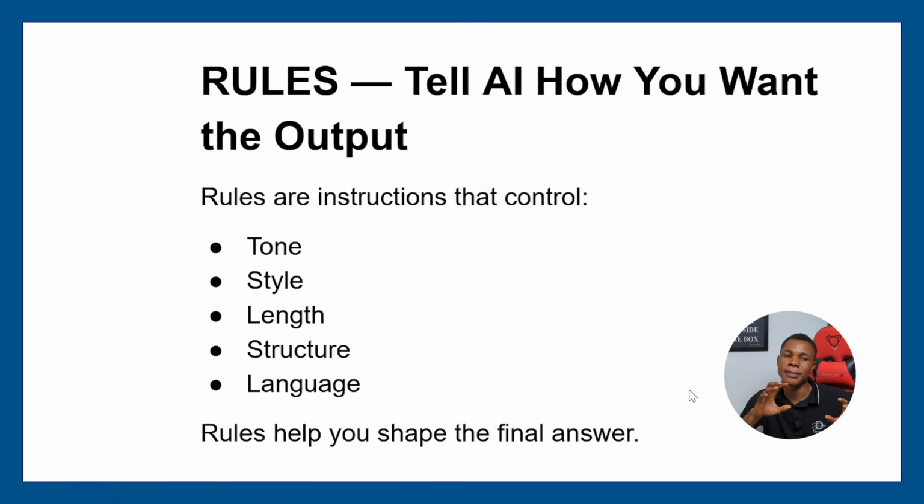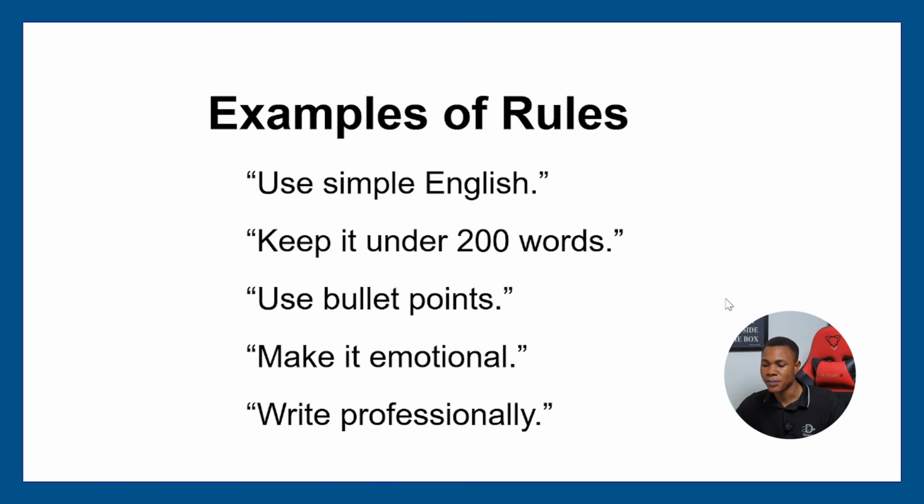Remember when I generated that happy birthday message to my mother, there's a second prompt I did where I said make it more motivational, so more emotional. That emotional you're putting is what we call the rule. So the rules are instructions that control the tone, the style, the length, the structure, and of course the language. It's very, very important. An example of rules is use simple English, or keep it under 200 words. You can see that I've been using something like increase it to 700 words, increase it to 1000 words. These are rules.